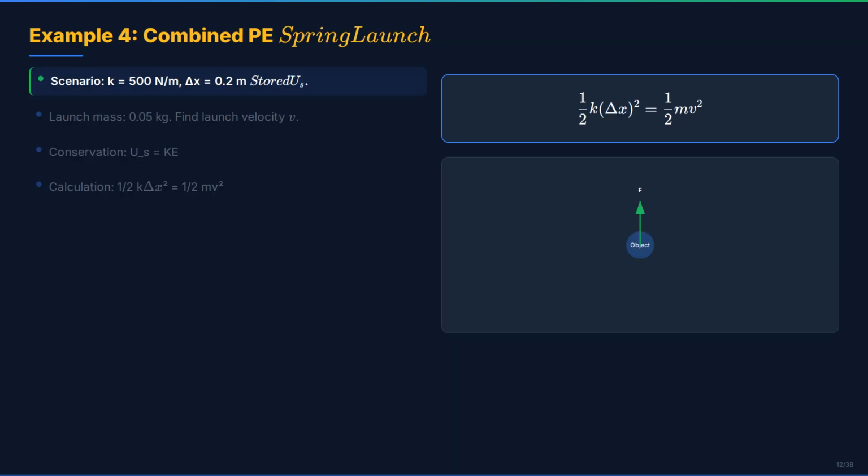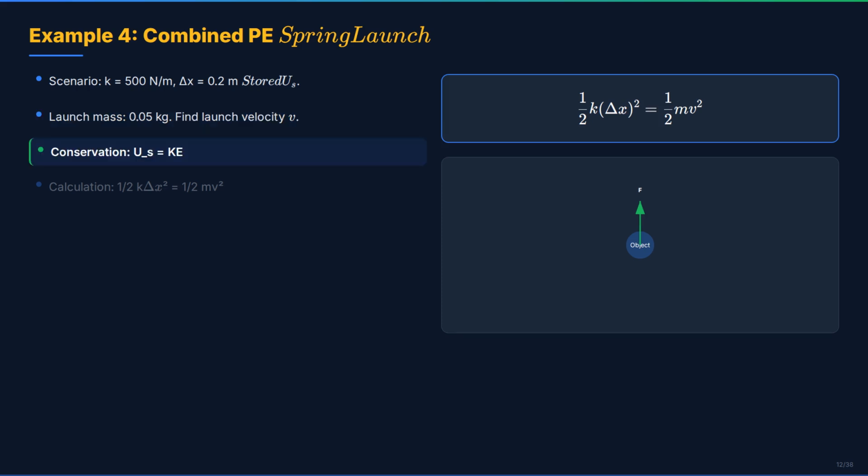Here we combine two concepts, elastic PE and K_e. The energy stored in the compressed spring is entirely converted into the kinetic energy of the launched ball. First, we calculate the stored energy, 1/2 times 500 times 0.2 squared equals 10 joules. This is our total converted energy.